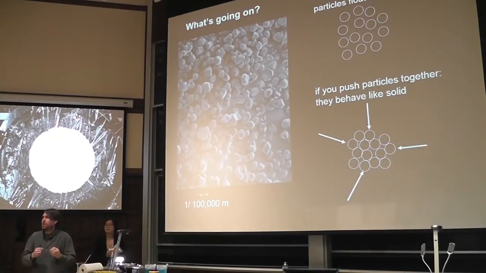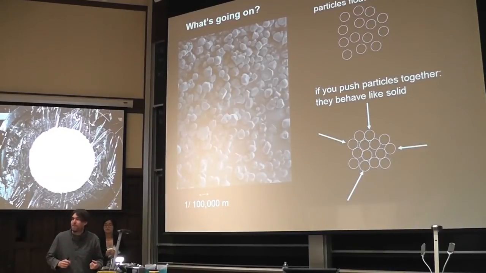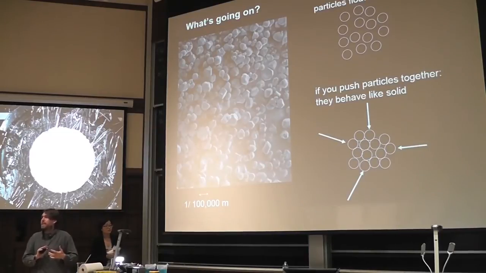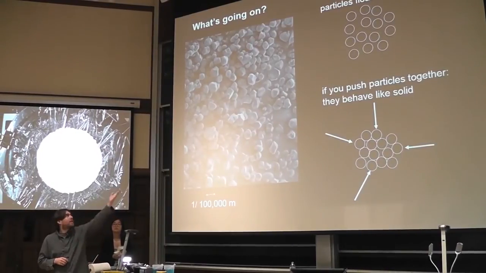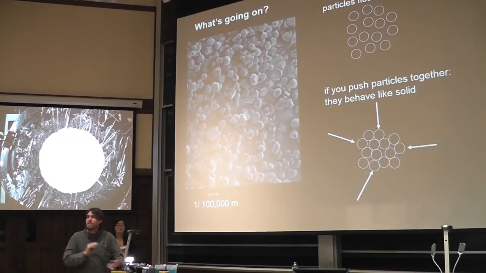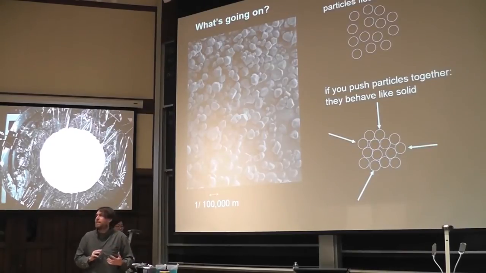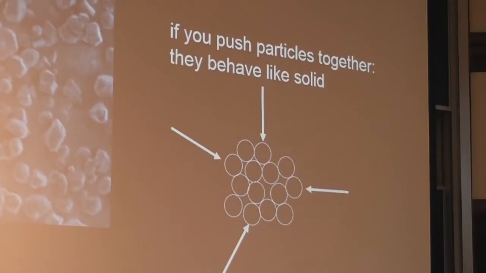So then you can have something that's hard. It can even crack like a solid. It can hold up someone's weight if they try to run across it fast enough. But you have to keep pushing them together to do that. If you let go, if you stop stirring or stop pushing, then those particles are just going to float away again, and you're going to have that top picture again. So you have to keep pushing them fast to get them to stay like a solid. So this is kind of what we understand about how these materials work.